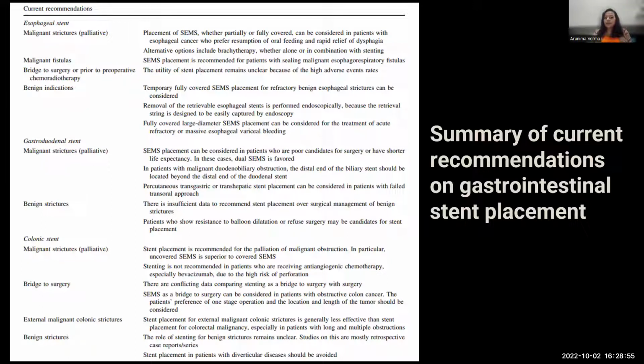For gastroduodenal malignant strictures, it is again for palliation. For benign strictures, as we already discussed, there is insufficient data on whether you can use it. But definitely the endoscopic lamps that we talked about can be used for endoscopic gastrojejunostomies. Colonic stent, again, for malignant strictures, is palliation and or a bridge to surgery. If there are external malignant colonic strictures, stent placement does not really work. For benign stricture, the role is not defined.